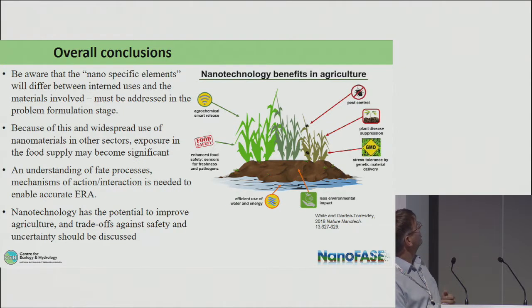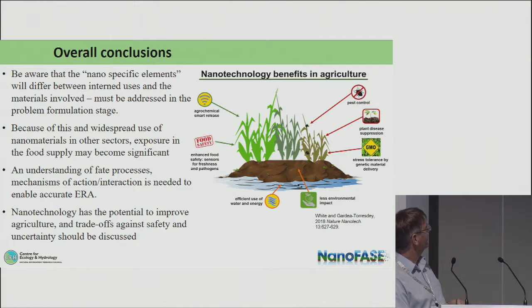So overall conclusions from those nanospecific elements is they will differ between the intended uses that you have, so you have to be careful when you do your problem formulation to include these nanospecific elements, think about them. Because the use is widespread within agriculture and the benefits are many, we need to consider that the exposure in food supply and to the food supply could become significant.